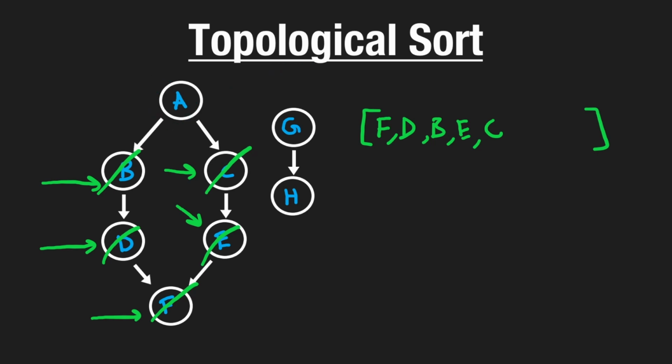Maybe it would be A. But maybe to show you the more complicated case, maybe we end up running DFS on H. So then we'd try to run DFS on it. It has no neighbors. So then we'd add H to the output.